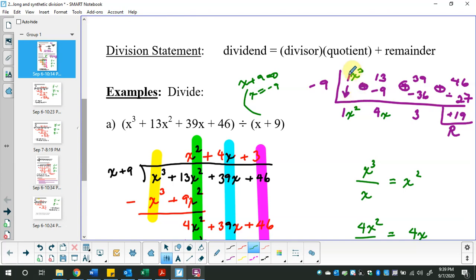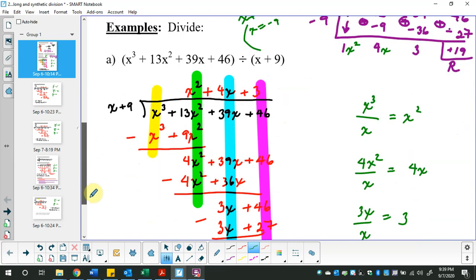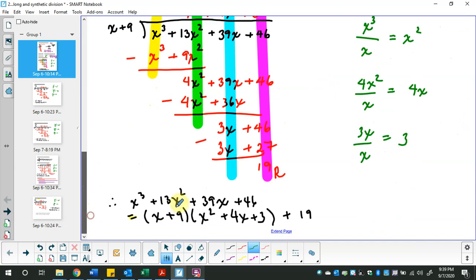You will already have the exact same dividend, because that's part of the question, and the exact same divisor. So that means you can make the exact same division statement. So I'm going to go on and I'm going to do the next one.